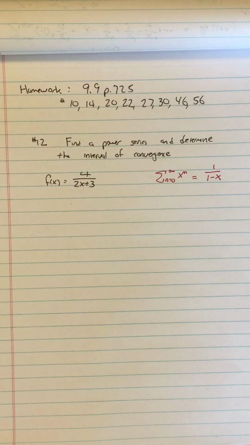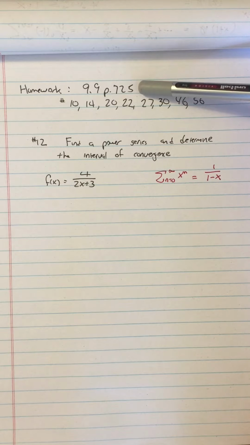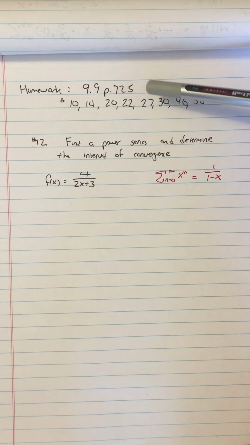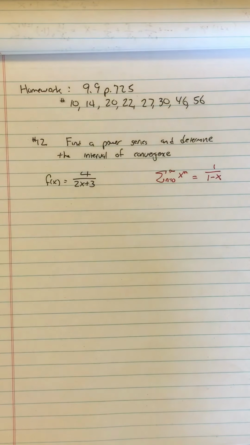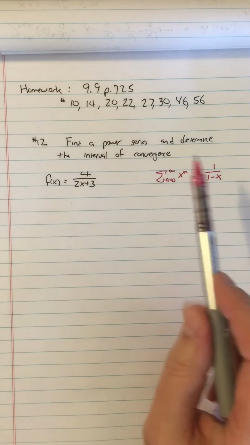So the homework in this section is going to be like this. First of all, here's what it is. It's page 725 in your Stewart-Kokoska, numbers 10, 14, 20, 22, 27, 30, 46, and 56. A fine selection of problems that I handpicked just for you. And those will be posted on the blog if you have any trouble reading them or you just don't want to right now.